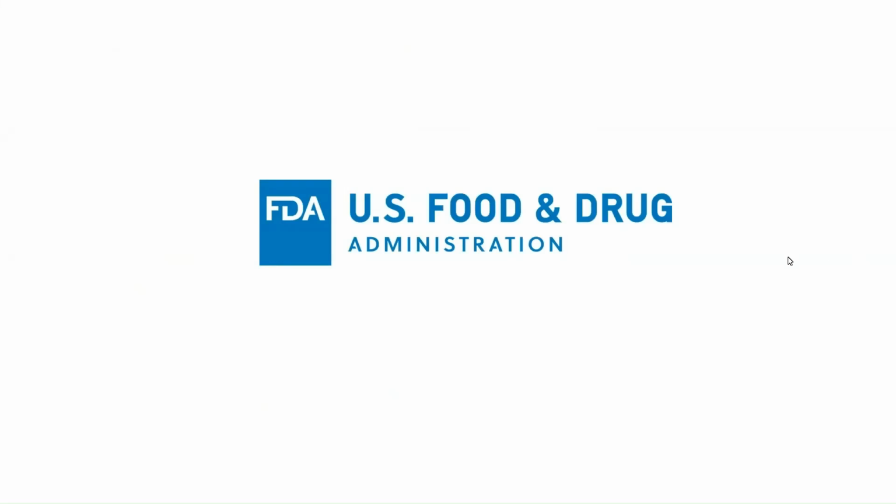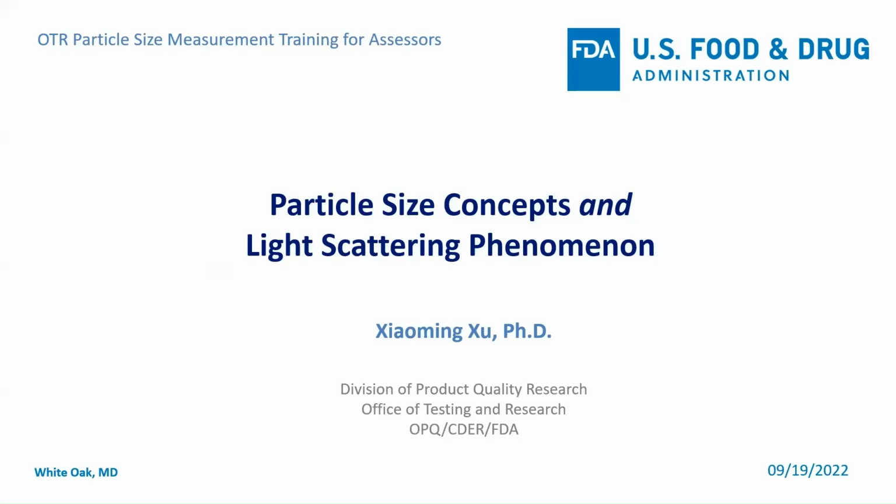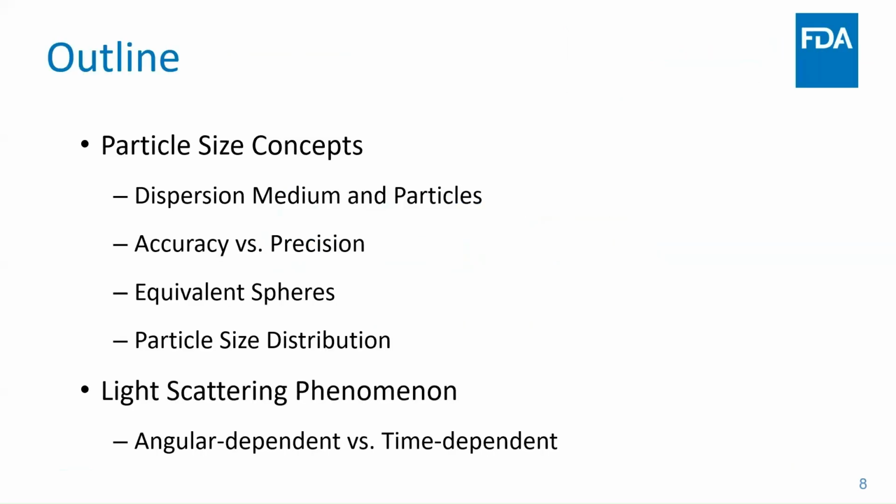So I will start the morning by talking about the particle size concept and light scattering phenomenon. This first part of the training is a little bit different because very frequently we don't actually talk about, philosophically, what we are considering as measuring particle size. Typically we jump right into providing procedures or details about how to measure the particle size. So the beginning of the day is going to be a little bit different. I'm going to talk about the concept of particle size and why it is important to understand that. We will cover a few concepts and also the light scattering phenomenon.